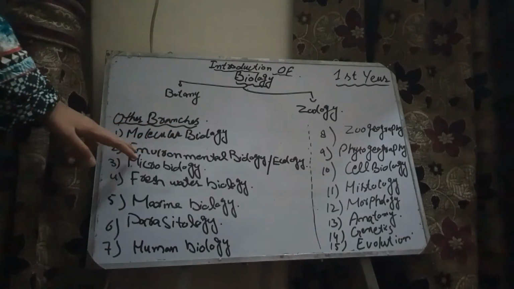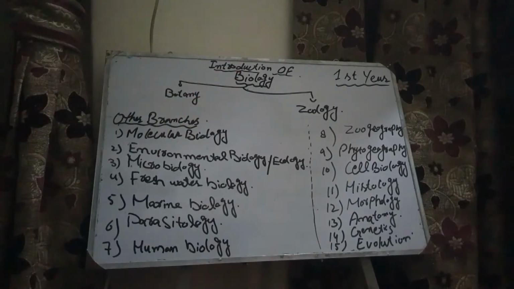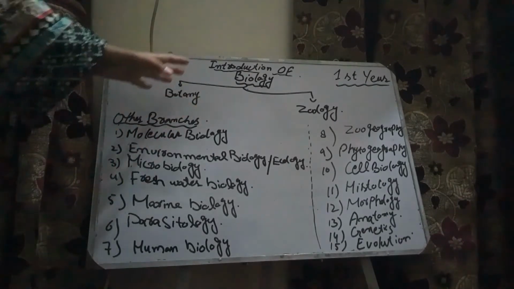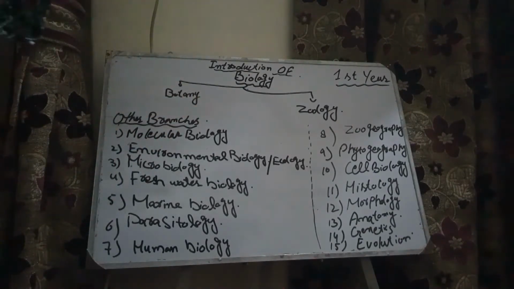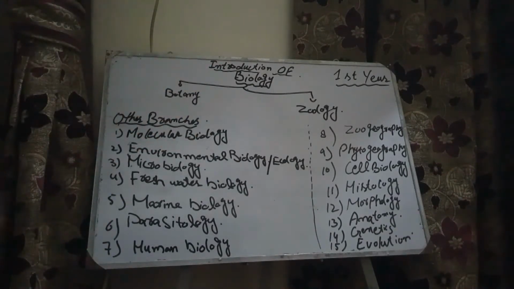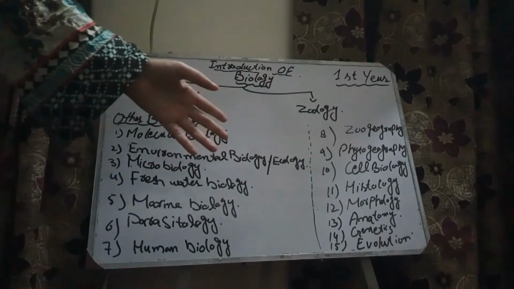Then comes environmental biology and ecology. In environmental biology, we study the relationship of organisms to the environment, how we protect the environment, what the environment gives us, means how we get benefit from the environment and what benefits we can provide to our environment. All these categories are studied in environmental biology. Ecology is the relationship of organisms with their environment.